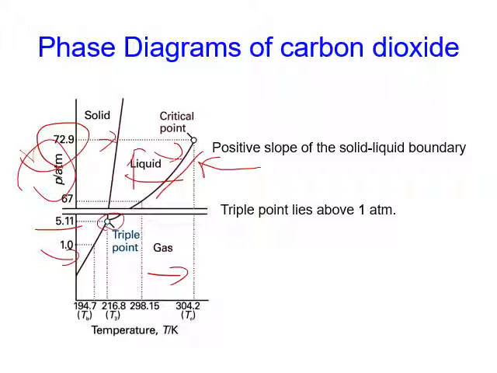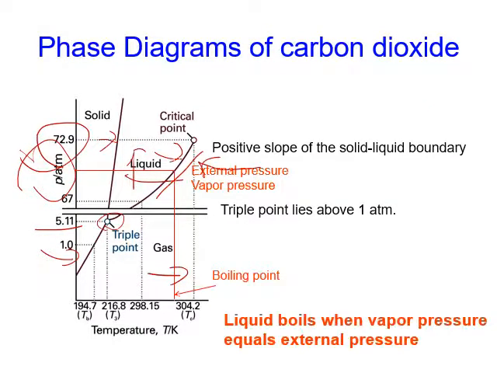Now, can you increase vapor pressure indefinitely if you increase temperature? The answer is no. The maximum vapor pressure you can reach is the external pressure. So if you have external pressure 1 atmosphere, the maximum vapor pressure carbon dioxide can get is 1 atmosphere. So at 1 atmosphere, the substance starts to boil. Okay, so the liquid boils when the vapor pressure equals external pressure.